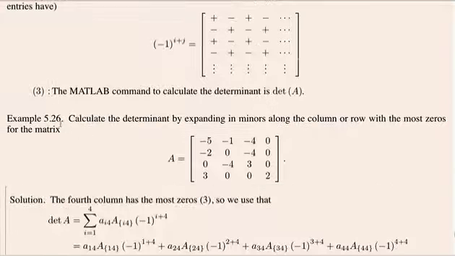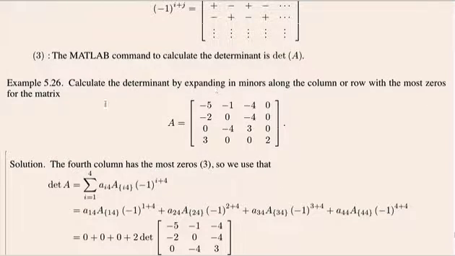Example 5.26, calculate the determinant by expanding in minors along the column or row with the most zeros for the matrix A. This is a 4x4 matrix. Look at the rows: we have 1, 2 zeros, 1, 2 zeros. Look at the columns: 1, 0, 2, 0, 1, 0, 3 zeros. So the last column has the most zeros, 3 zeros. So we use this column.